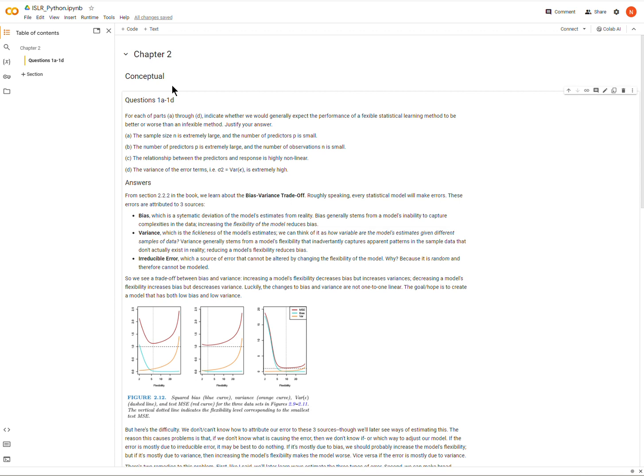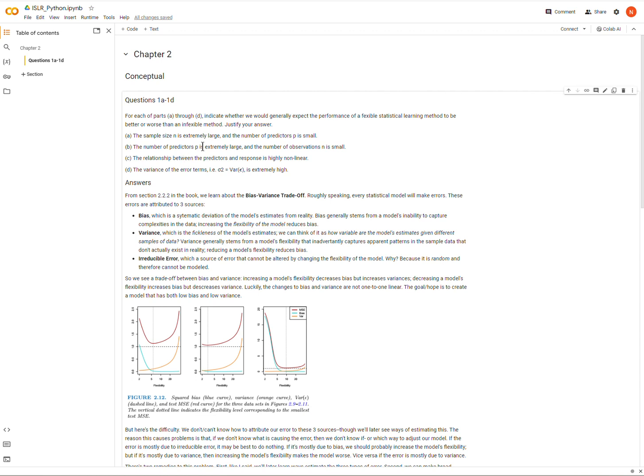Although these first questions are conceptual, so there is no code here, we'll do it in Colab nonetheless. Okay, so the first question, assuming that you've read chapters 1 and 2, wants us to consider different scenarios A through D and to predict whether a high flexibility or low flexibility model will do better with that data.